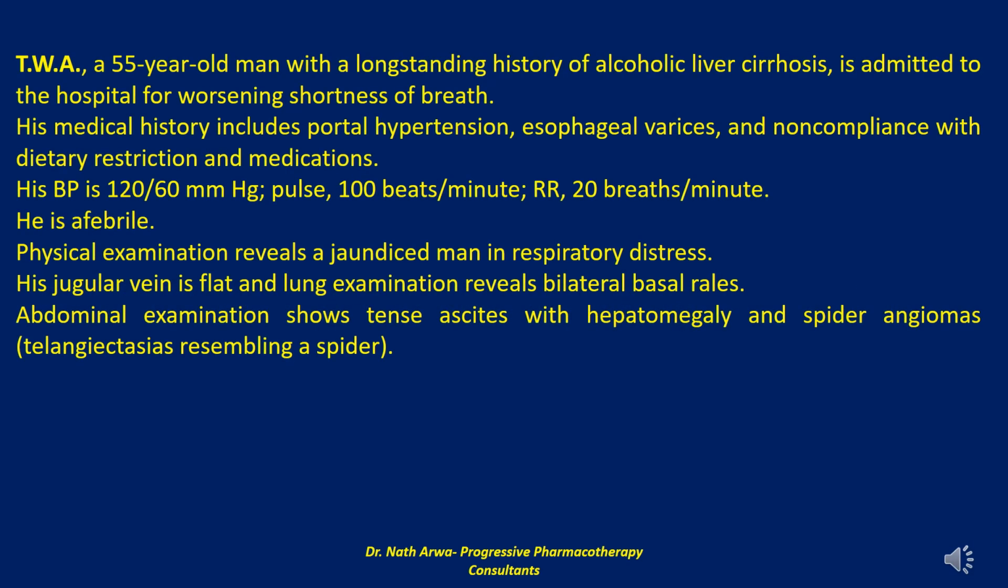The next case reads, TWA, a 55-year-old man with a long-standing history of alcoholic liver cirrhosis, is admitted to the hospital for worsening shortness of breath. His medical history includes portal hypertension, esophageal varices, and non-compliance with dietary restriction and medications. His blood pressure is 120 systolic, 60 diastolic. He has a pulse rate of 100 beats per minute.